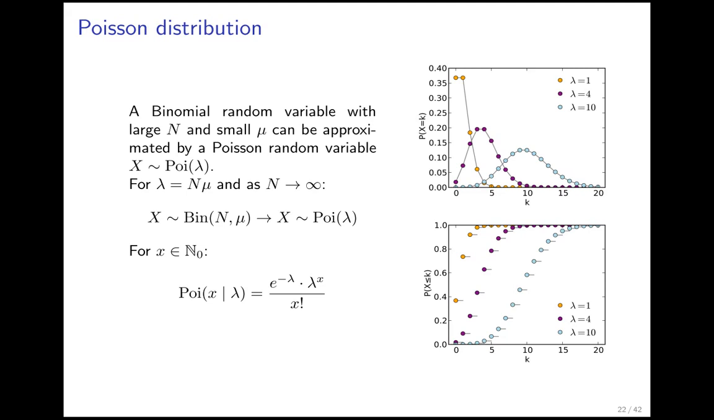And the Poisson distribution has the following PMF, and it also still has a factorial, but this factorial is just the number of successes. And this is much simpler to calculate for large n, because the large n doesn't even occur anymore.